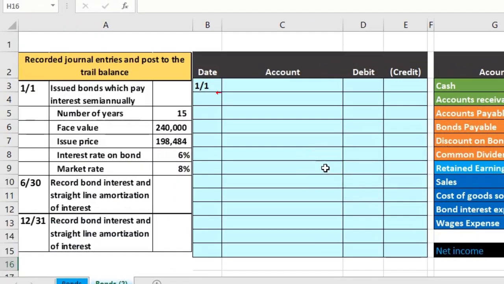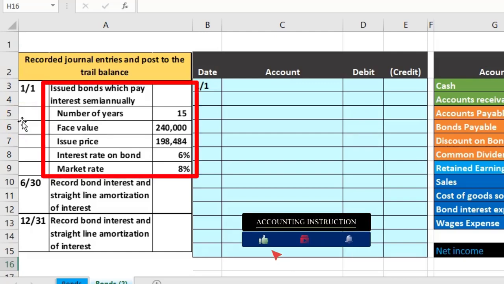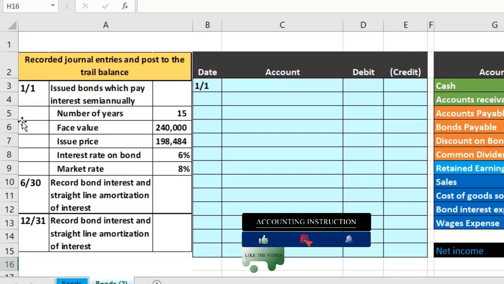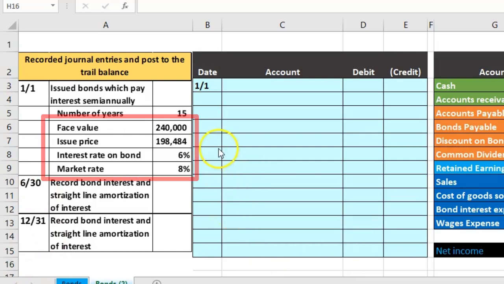So what we're going to have here is the issuance of a bond, which will pay interest semi-annually. Number of years will be 15, face amount $240,000, issue price $198,484. The interest rate on the bond, the contract rate, will be 6%, and the market rate is 8%. So a few things to note just with the data here. We have the face amount and the issue price versus the market rate, and also the market rate versus the contract rate.